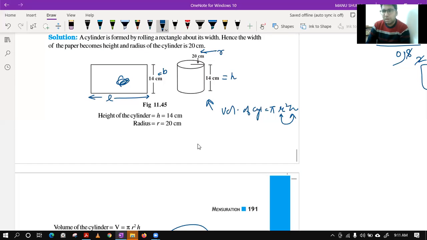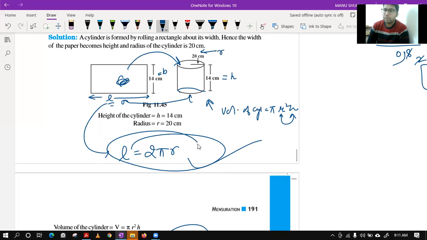Suppose in the same question I change and I tell you, if this is the cylinder formed by this sheet, tell me the length. How will you find that? As we have already discussed, you will find the circumference of the bottom and equate that circumference with the length. That will be your answer. So actually this L of the rectangular sheet is equal to 2 pi r. Although it was not asked in the question, just from my side I gave it.